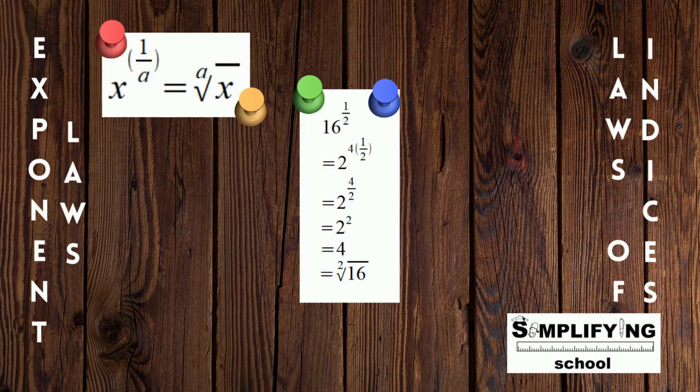The next one we've got is a little bit more complicated, but it's not impossible. So we've got x to the power of a fraction, x to the power of 1 over a, is equal to the a-th root of x. In this case I'm going to take 16 to the power of a half. The reason why I'm taking 16 to the power of a half is because I can write 16 as 2 to the power of 4.